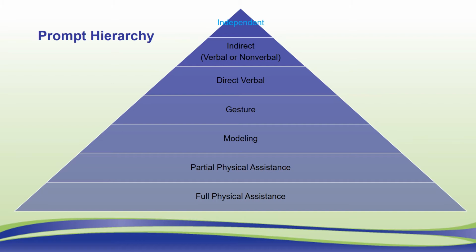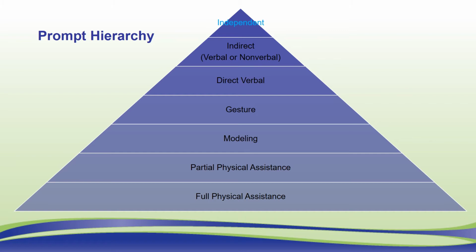The tip of the pyramid shows the prompting hierarchy from least to most. Independent means that the child is able to perform the task on his or her own with no prompts or assistance. Indirect, either verbal or nonverbal, means tell the child that something is expected, but not exactly what. You might say, "Now what?" or "What's next?"